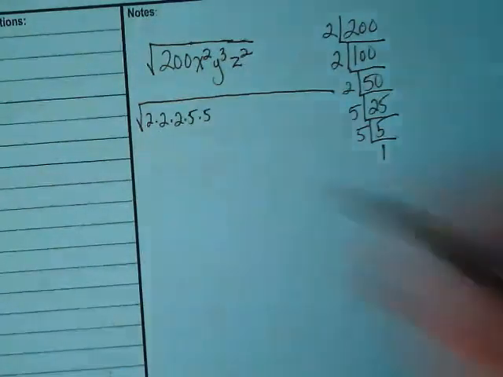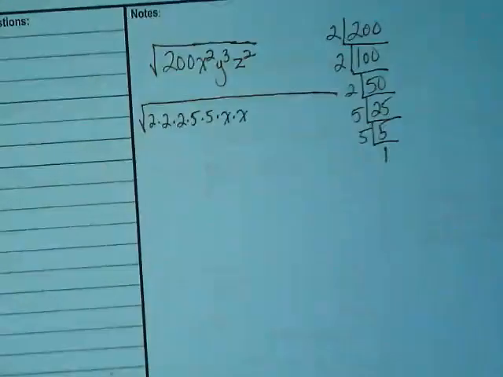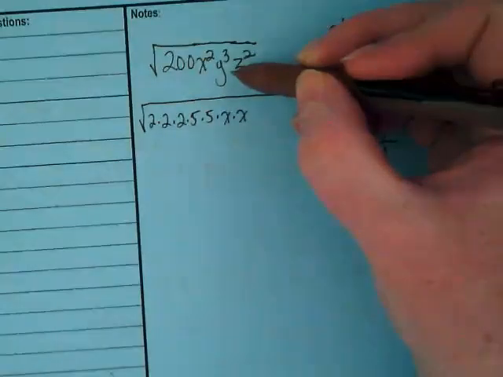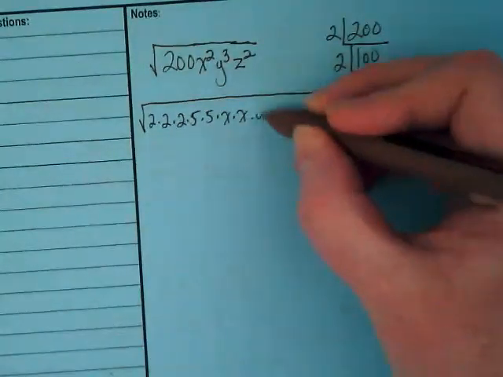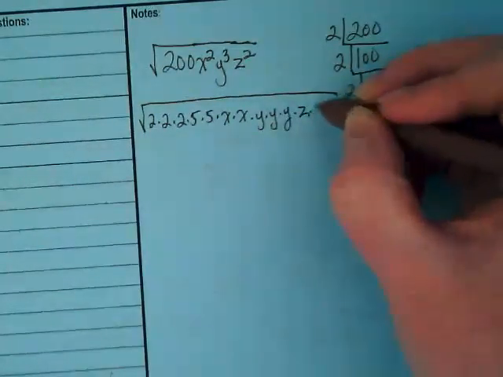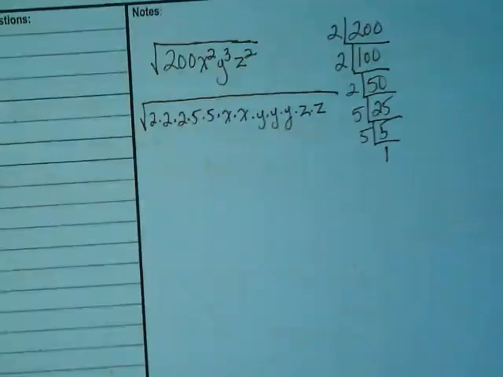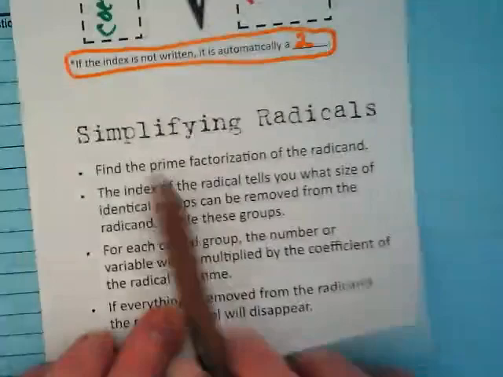How many x's do I have? One. I will have one when I pull it out. You're a step ahead of me. How many y's do I have? Three. And z's? Two. So when I'm going to factor this, or find the prime factorization, that's this first step.